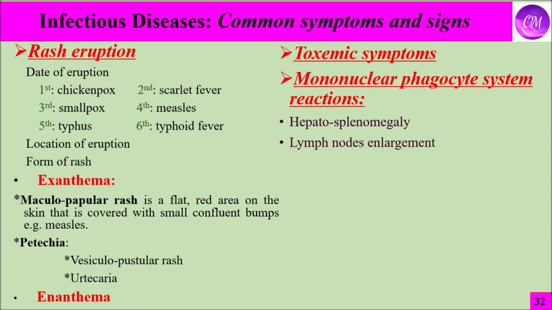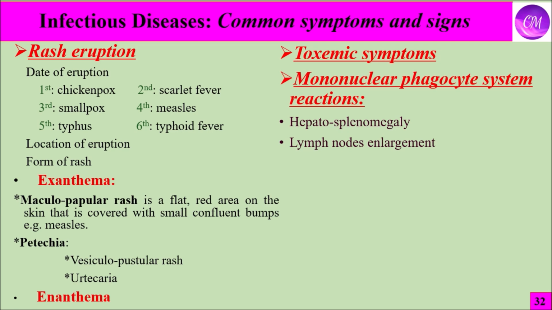Rash eruption is also a very common symptom in infectious diseases. Dates vary depending on the disease: the first in chickenpox, second scarlet fever, and then smallpox, measles, typhus, and typhoid fever. Then the rash is divided into two, exanthemas and enanthemas. The exanthemas also have two kinds, the maculopapular rash and the petechiae.